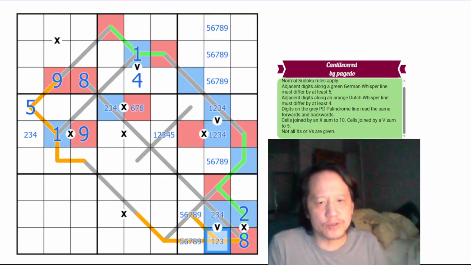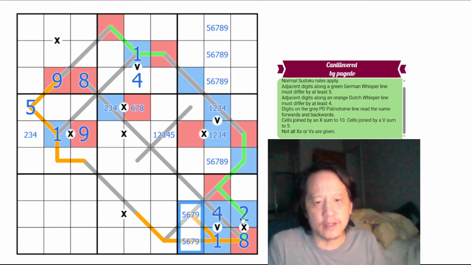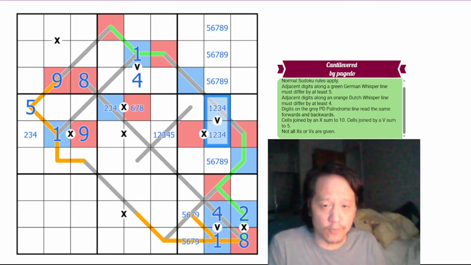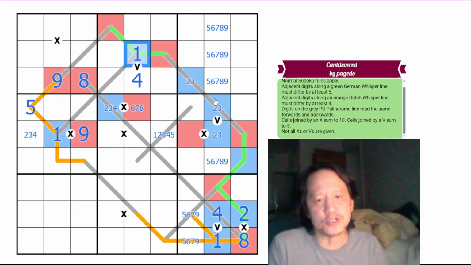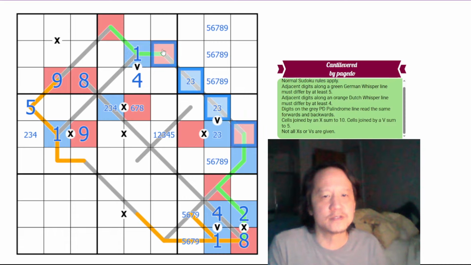This can't be 2 or 3. This must be 1 and 4. These can't be 8 anymore. This can't be a 1-4 pair. This is 2 and 3, so this is 2 and 3. So that was the issue, that I missaw this palindrome line. Apologies for that. This can't be 1.